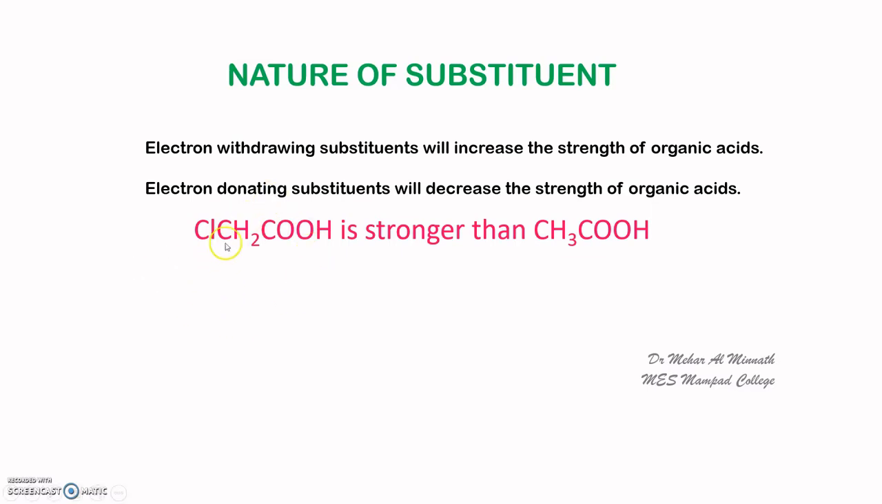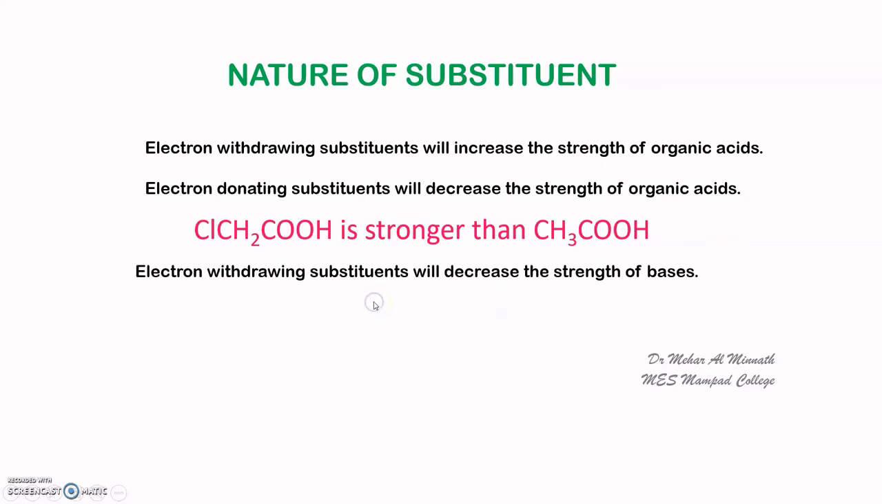Now, for example, we have chloroacetic acid and acetic acid. The chloroacetic acid is stronger than acetic acid. It's because of the presence of the chlorine group in chloroacetic acid; the chlorine group is an electron withdrawing group. So it will withdraw the electrons, and therefore the proton on the COOH will be easily released. So the acidity of chloroacetic acid increases when compared to the acidity of acetic acid, because there is no electron withdrawing group attached to the acid.